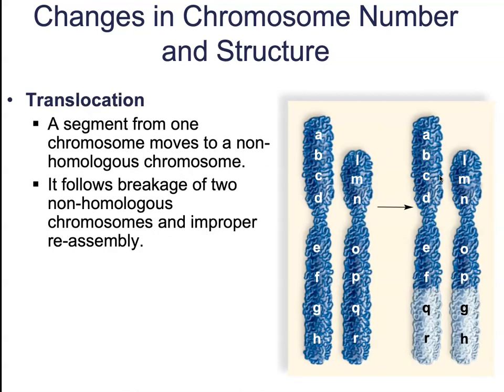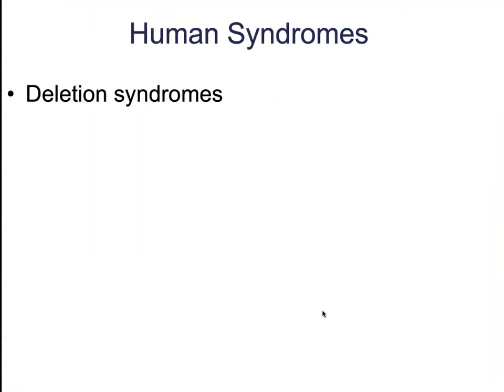Translocation occurs when we actually move a section. A segment from one chromosome moves to a non-homologous chromosome. It typically follows the breakage of two non-homologous chromosomes and just an improper reassembly. So again, we broke both chromosomes and we tried to reattach them and failed to do so correctly.